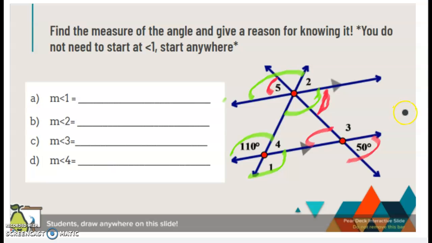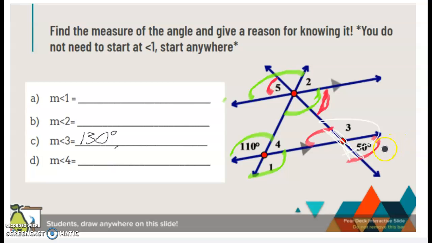So, I can go in any order, I'll start with angle 3. I see that angle 3 and my given angle 50 form a line, so I'm going to have a 180 degree angle here, and so I know that 3 is going to have to be 130. All right, so my reason for knowing that, and this is a common thing that I see students use as a reason, and maybe you've even thought it.